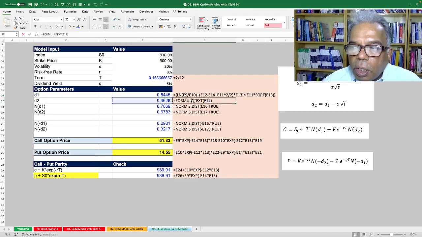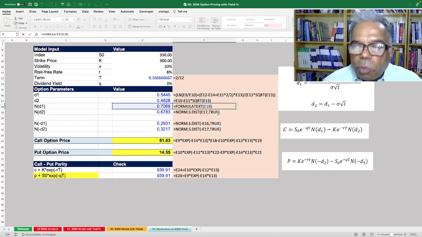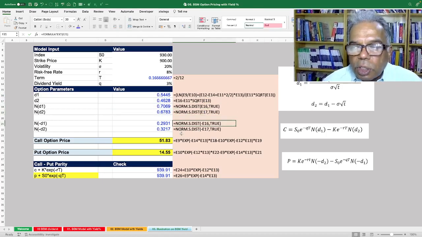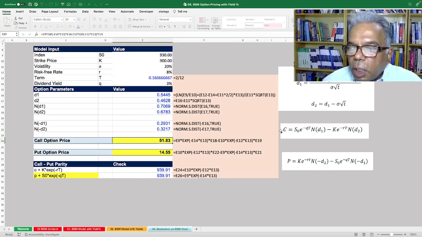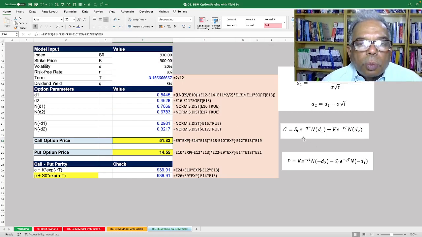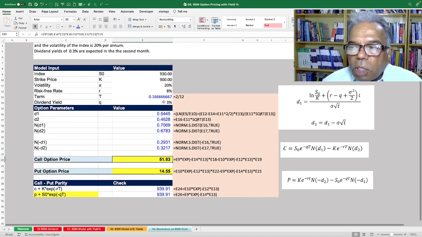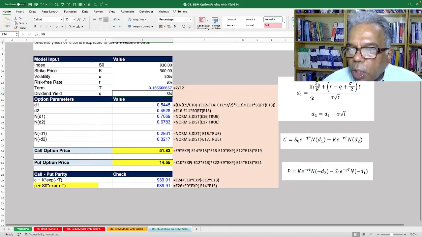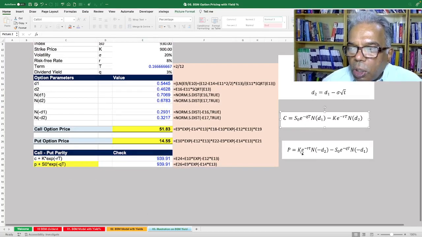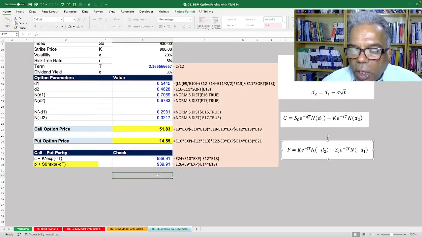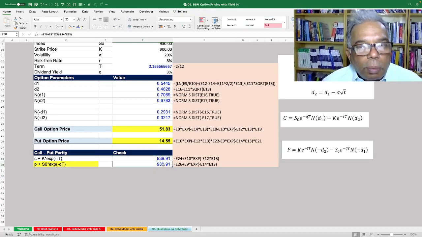Once you calculate D1 and D2, then calculate the normal distribution of D1 and D2, then N of minus D1 and N of minus D2, and then we can calculate the call option. Again we should not forget the spot price times exponential of minus Q times T times N(D1), minus the present value of K times N(D2). So whenever the yield is given, don't forget to adjust D1 as well as the call price and the put price. We can again check put-call parity, and it will hold absolutely.